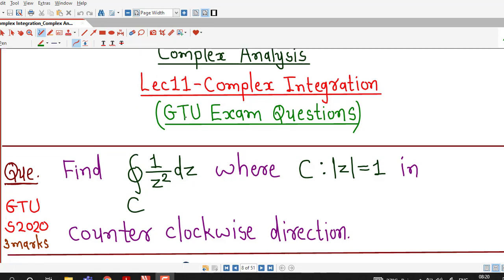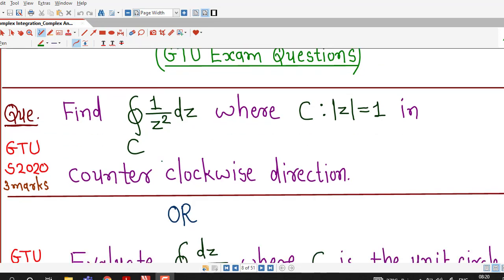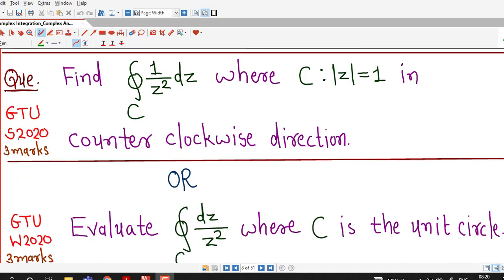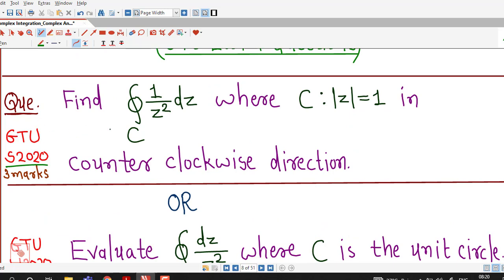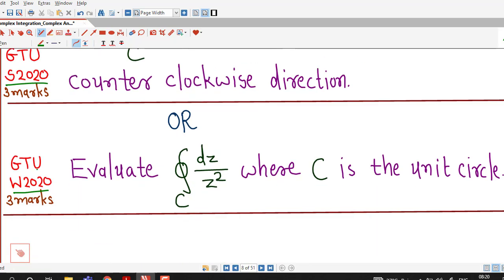In this lecture we are going to discuss this question of complex integration which was asked in GTU Summer 2020 as well as GTU Winter 2020 examinations. In GTU Summer 2020 it was asked in this way: find contour integral of 1 by z square where C is the unit circle in counterclockwise direction, and the same question was asked in GTU Winter 2020 exam. Evaluate integral dz over z square where C is the unit circle.